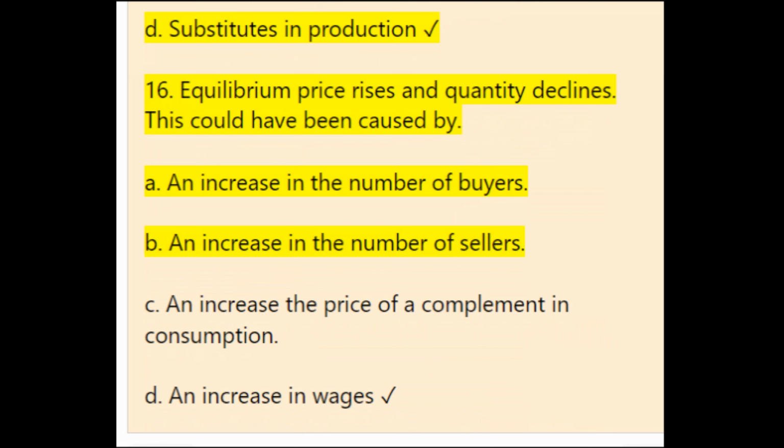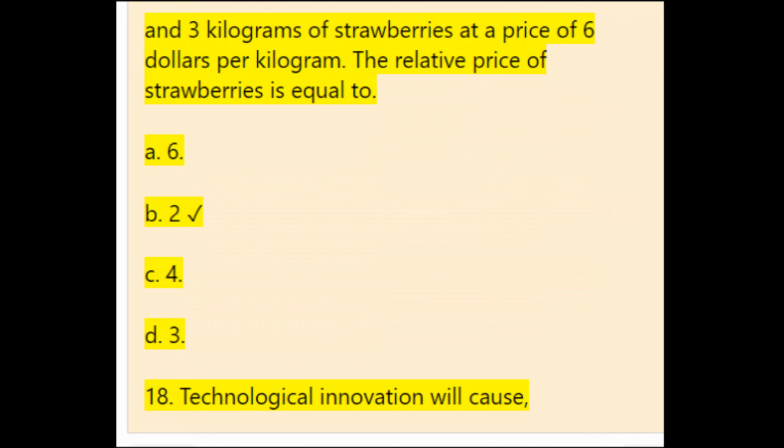17. A consumer with an income of $24 purchases 2 kilograms of blueberries at a price of $3 per kilogram, and 3 kilograms of strawberries at a price of $6 per kilogram. The relative price of strawberries is equal to A. 6, B. 2, C. 4, D. 3.